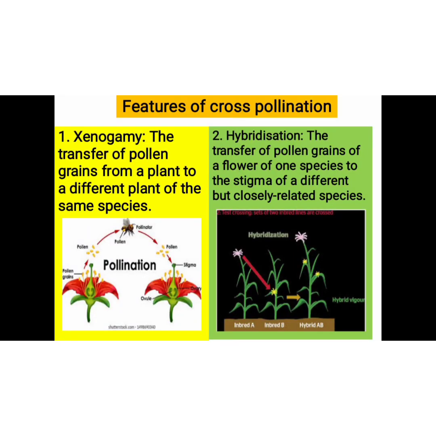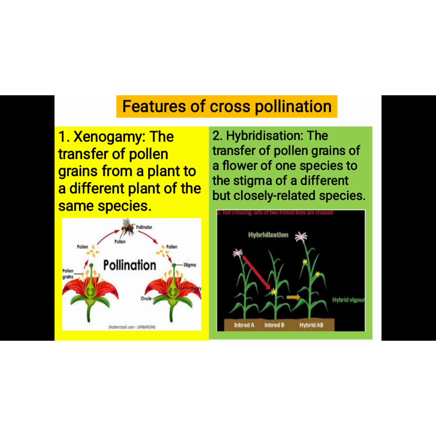Alright, let's talk about the features of cross-pollination. Number 1 feature is xenogamy. Xenogamy is the transfer of pollen grains from a plant to a different plant of the same species. As we can see in the picture on the left-hand side of the screen, pollen grains are being transferred by an insect pollinator from a flower to another flower of the same species.